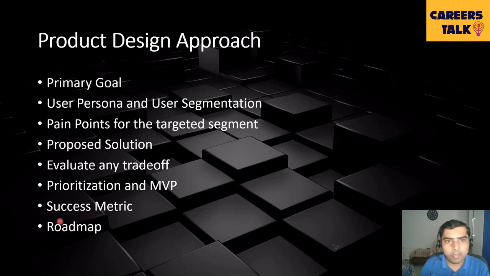Then we will talk about the roadmap. Why? Because in many of the interview sessions, they will say, you tell me what are the MVP points. You tell me what are the roadmap items. So we always keep those things in our mind.